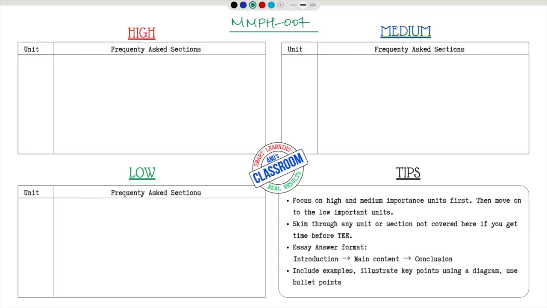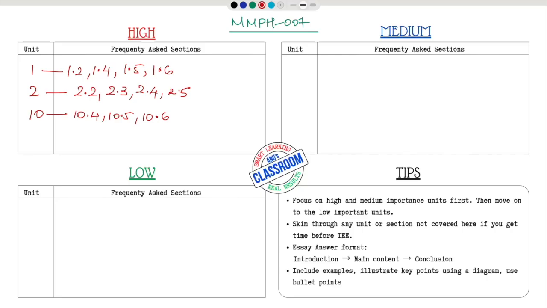So going ahead and looking at the high priority units, these are units 1, 2, and 10. These are the 3 most important units of MMPH 7. From unit 1, mostly questions have come up from 1.2, 1.4, 1.5, and 1.6. So these are the frequently asked sections. From unit 2, it is 2.2, 2.3, 2.4, and 2.5. Similarly, from unit 10, it is 10.4, 10.5, and 10.6. So if you are not able to study all sections of these units, which is what I strongly recommend, at least go through these sections.